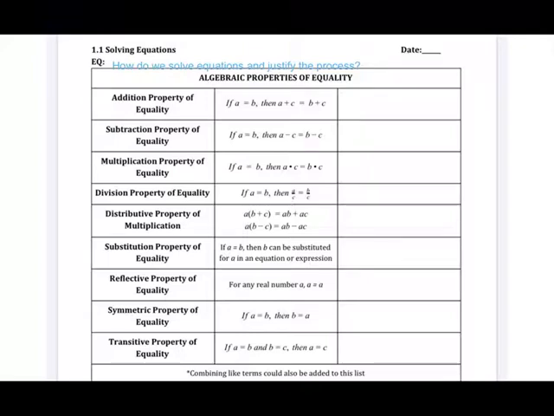But what we really want to focus on today is not just the process of how to solve, and really getting into more complicated problems to solve than you may have seen before, but really the foundation behind why we're allowed to do the different steps that we do when we solve.